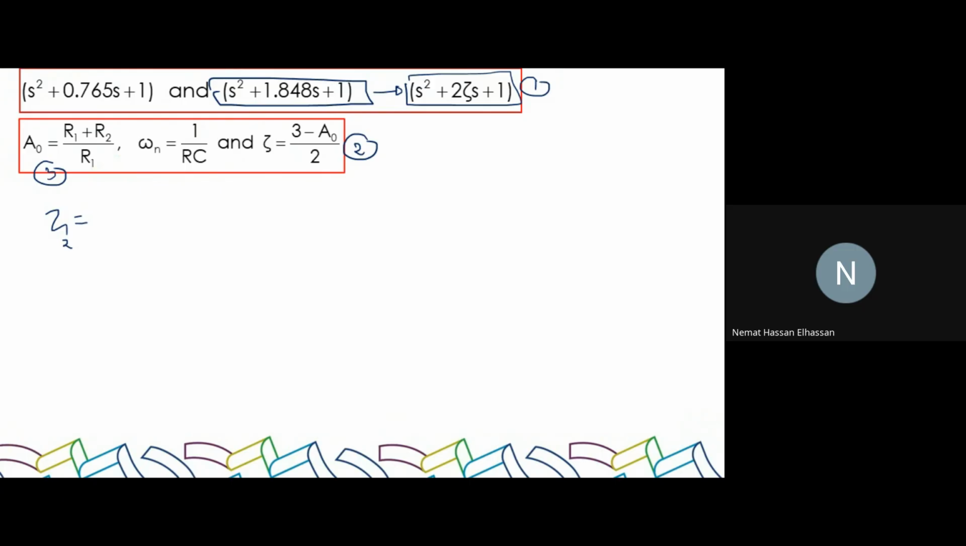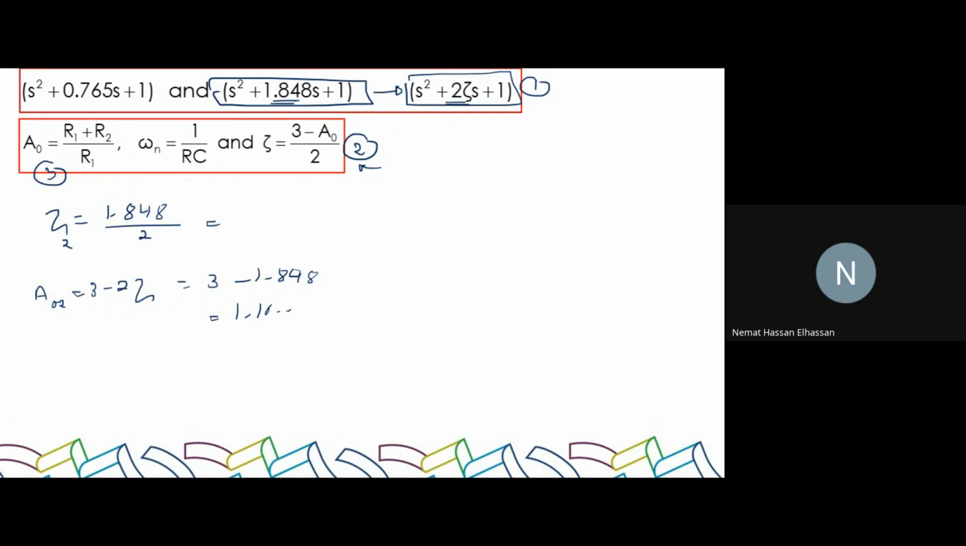Zeta 2 بالمقارنة 1.848 divided by 2، صح؟ which we can calculate later on. طيب step 2, from zeta get A0. A02 is equal to 3 minus 2 zeta, which is 3 minus 1.848, right? Which is equal to what? 1.16 something تقريبا، صح؟ or 1.15.